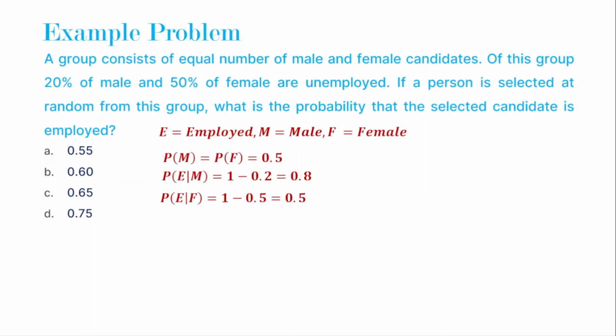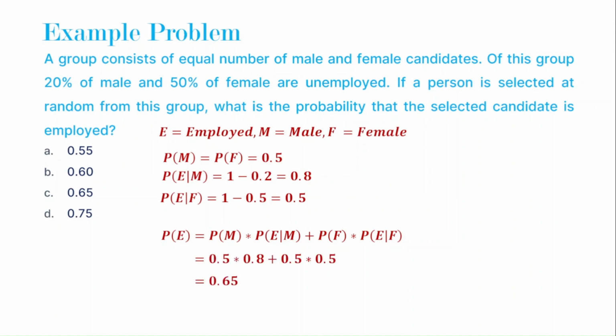Then the total probability of selecting a candidate who is employed will be calculated using the rule of total probability as the probability of candidate being male multiplied by probability of employed given male, plus probability of candidate being female multiplied by probability of being employed given female. And on solving, it will be 0.5 into 0.8 plus 0.5 into 0.5, which will be 0.65. So option C here is our correct answer.